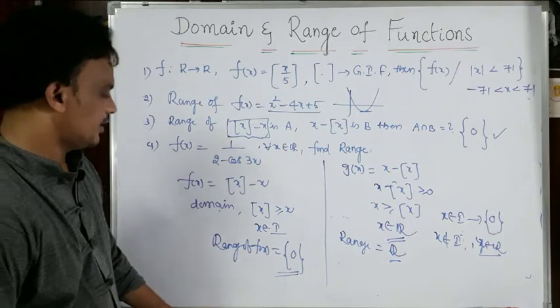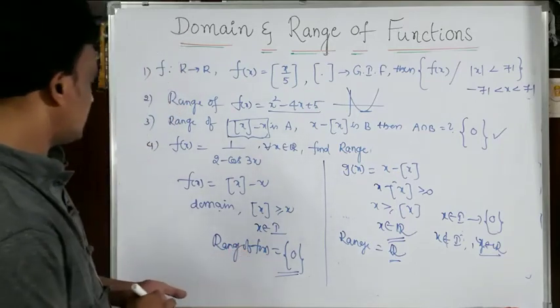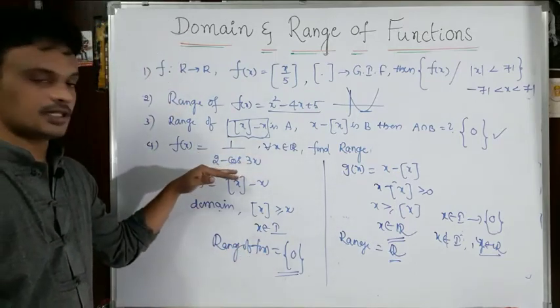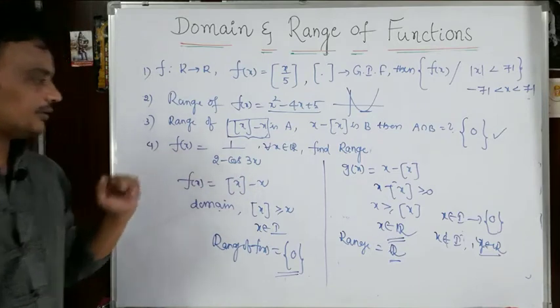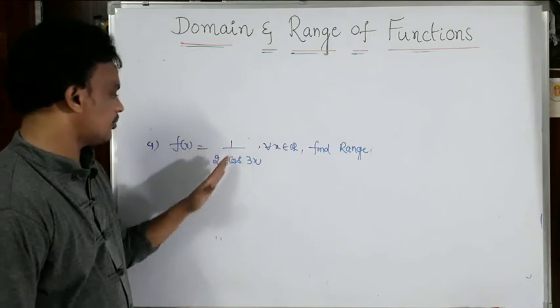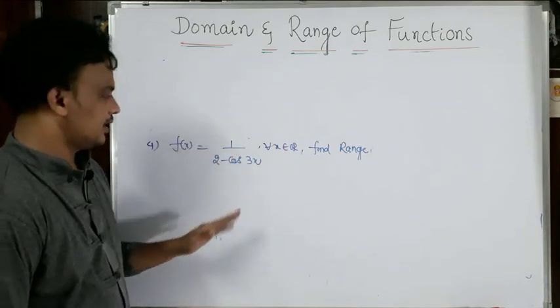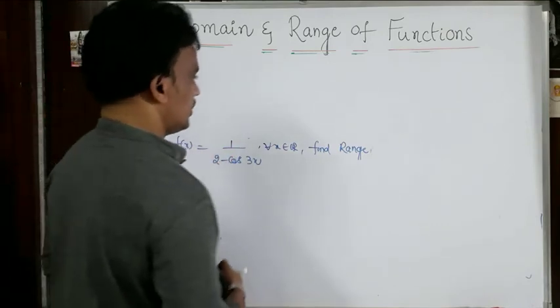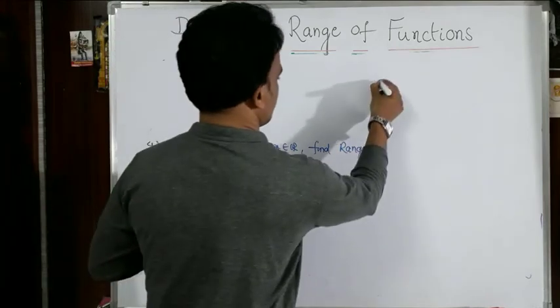Coming to a different problem, which is related to the trigonometric function. What is the range of this function f(x) = 1/(2 − cos 3x)? Here the trigonometric function is there. Can I write it like this?